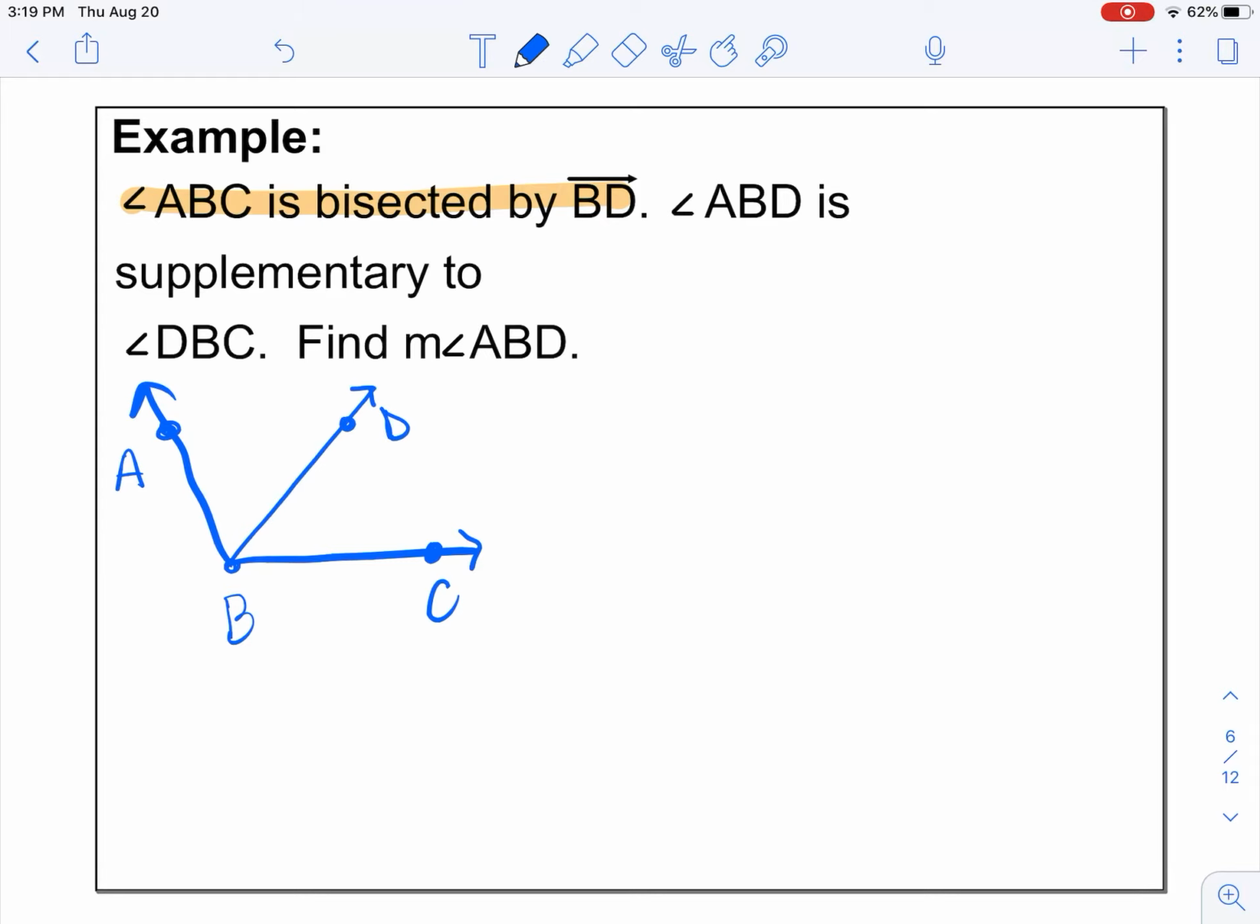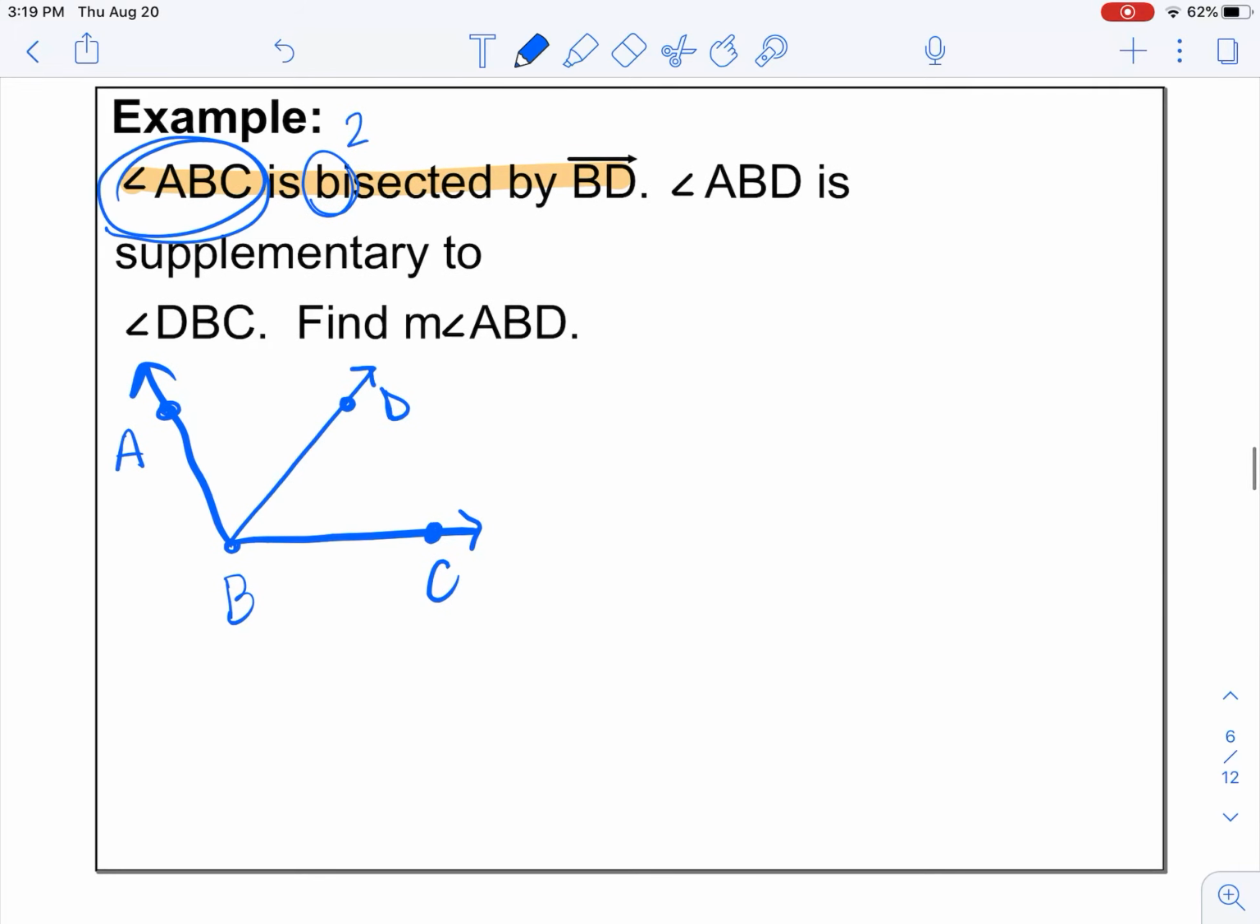Okay, what does bisected mean? Bi means two. So it's being cut into two congruent what? Two congruent segments or two congruent angles? It's an angle, so two congruent angles. Make sure you mark your two congruent angles.